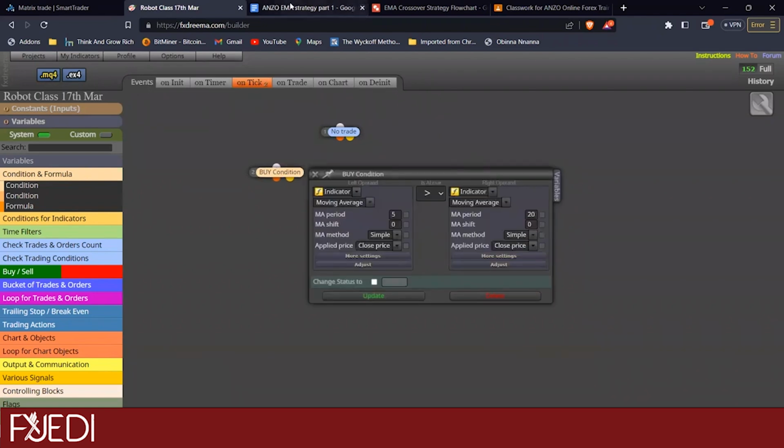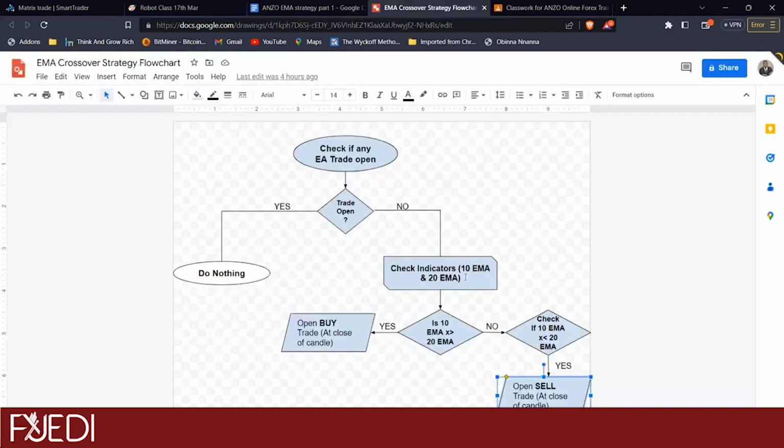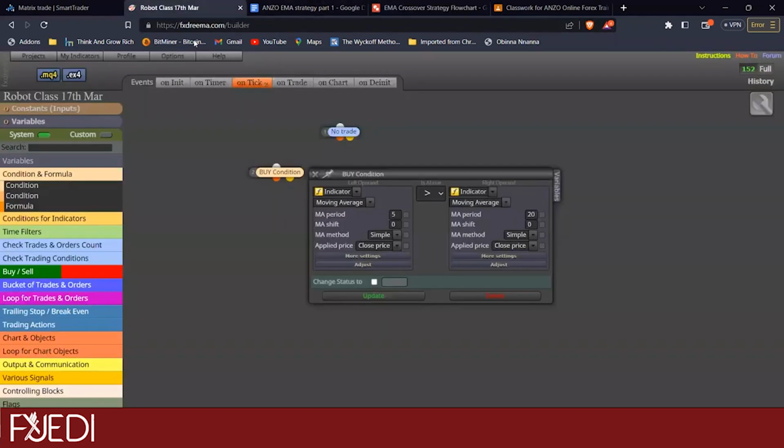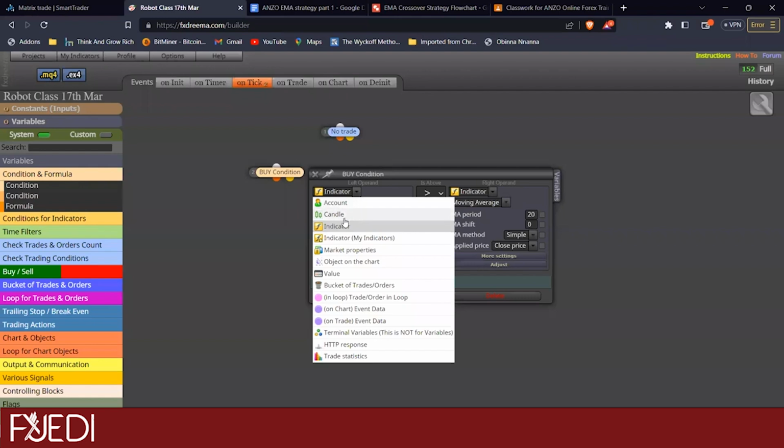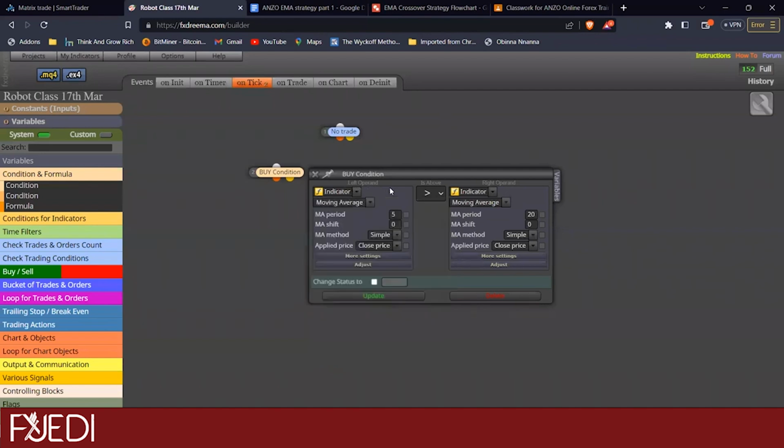Now, what are we trying to do? We go back to our blueprint. We're looking to buy if the 10-period exponential moving average crossed above the 20-period exponential moving average. How do we do that here? Well, the beautiful thing about the FX Dreamer is it gives you lots of things to play around. Here you see indicator. It can also be candles, indicator, market properties, object on the chart, lots of things. But we're dealing with indicator, right?